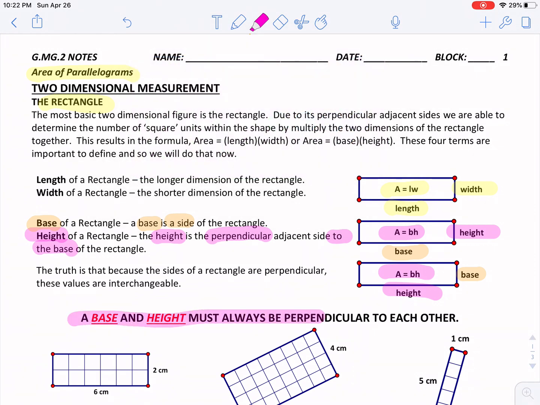Notice this phrase, it's going to come up about 3 or 4 times today. The height and the base must be perpendicular. They must be a right angle.